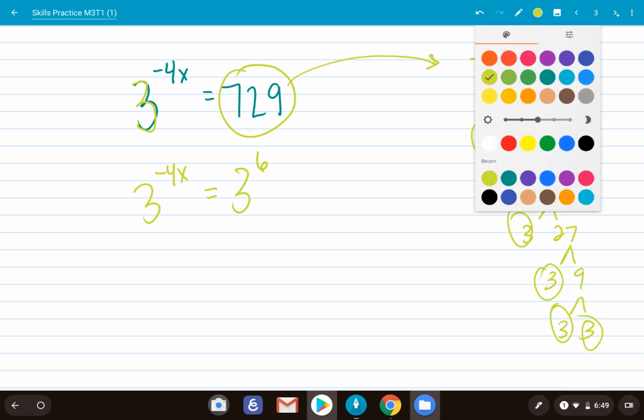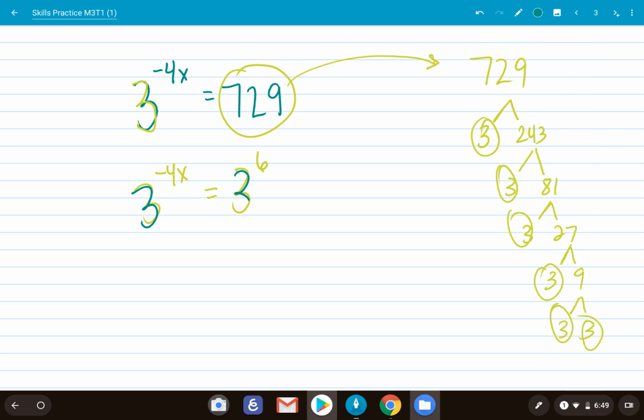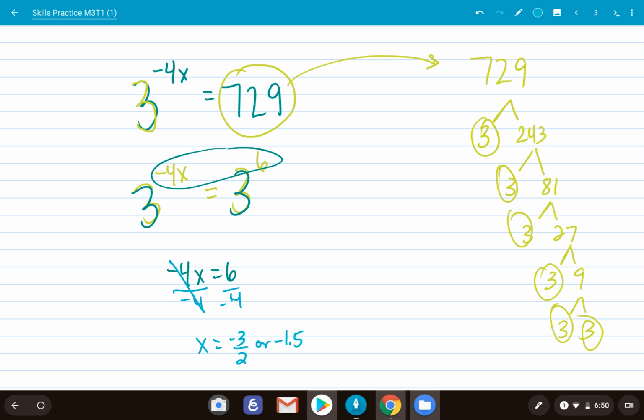So now that I have the same base here, they both have a 3. That's good. Now I can set these exponents equal to each other. And I'm going to solve for x. So we'll divide both sides by negative 4. So x is negative 3 halves or negative 1.5. Either way would work. Let's substitute in that for our x right here.